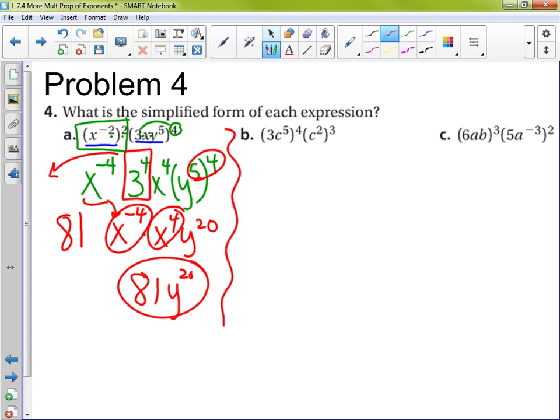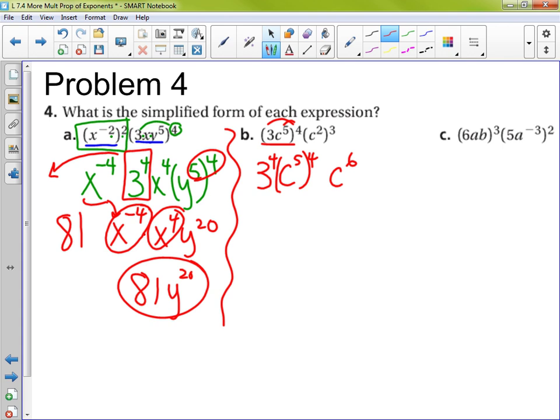I'll keep going. Part B, (3c^5)^4 (c^2)^3. Again, I'm going to go a couple extra steps that you should write out also. 3^4, (c^5)^4. That's this first part. And then (c^2)^3 is just c^6.